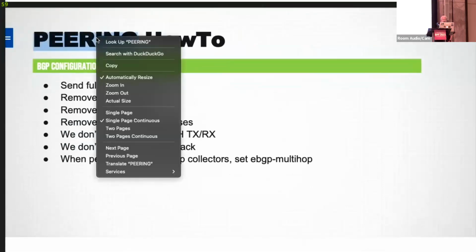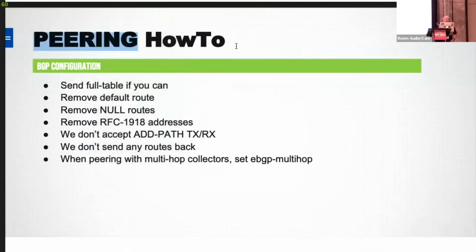So how do you peer with RouteViews? Pretty straightforward. We prefer full tables. We don't always get full tables, and that's okay, whatever you're comfortable giving us. But we don't want your defaults. We don't want your null routes. We don't want your 1918 internal addresses at all.